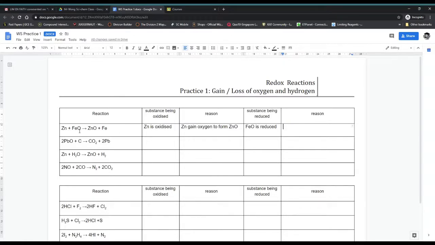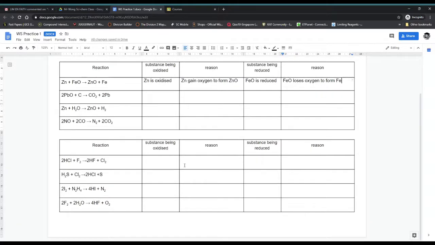Now observe what happens to FeO. Before FeO, after Fe. Yes, you had it right. It loses oxygen. So I'll write something like this: FeO loses oxygen to form Fe. And there you go, we're done. Let's move on to another example. Since this is an example, this will most likely stay in the worksheet. Let's move to the second one.